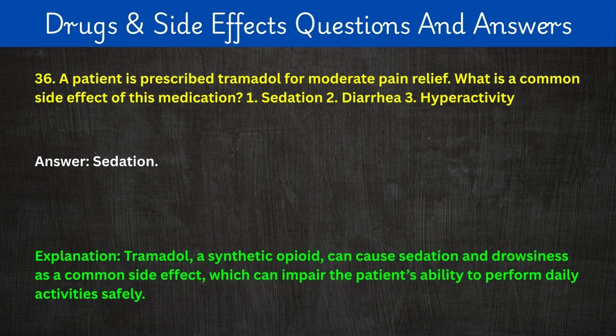36. A patient is prescribed tramadol for moderate pain relief. What is a common side effect of this medication? 1. Sedation. 2. Diarrhea. 3. Hyperactivity. Answer: sedation. Explanation: tramadol, a synthetic opioid, can cause sedation and drowsiness as a common side effect, which can impair the patient's ability to perform daily activities safely.